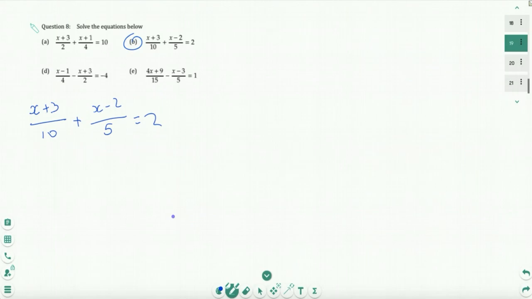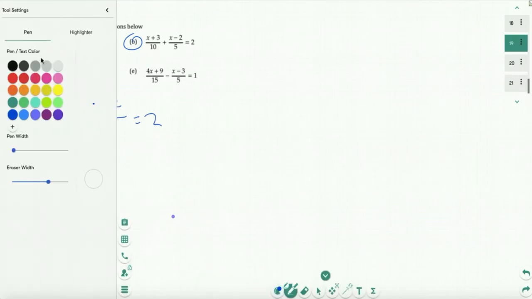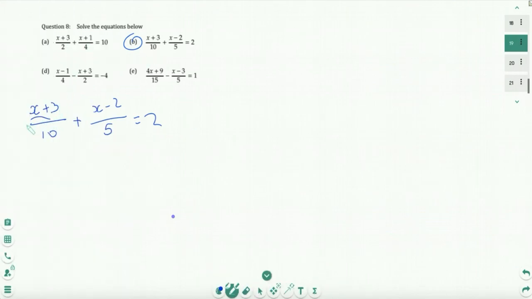Now, there's a few ways you can do this. One way I like to do is just get rid of denominators, okay? So I see some fractions, I want to get rid of them. So how do I get rid of dividing by 10? Well, we're going to multiply by 10. Now, if you multiply by 10 here, you're going to multiply this term by 10 as well. And you're going to multiply this term by 10 as well. So let's have a look. So divide 10 times 10. These cancel out. So you're left with x plus 3.